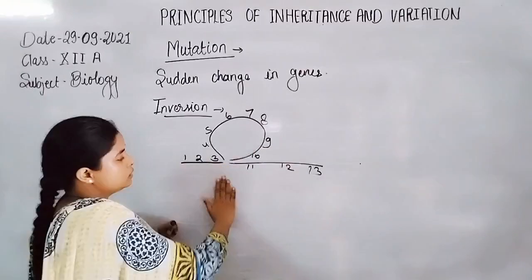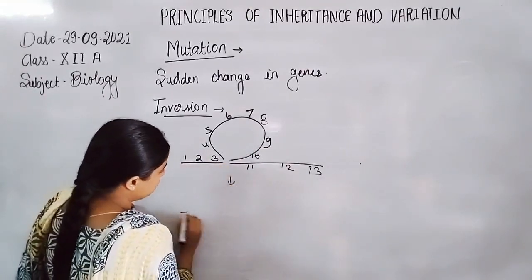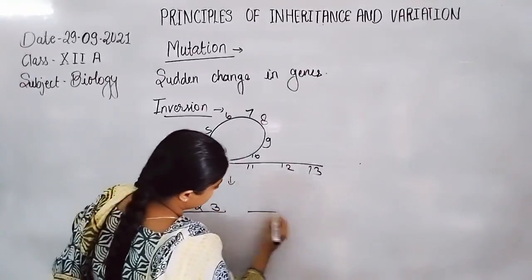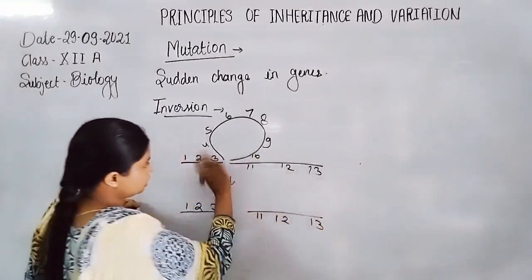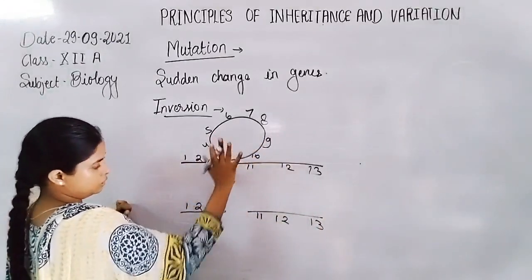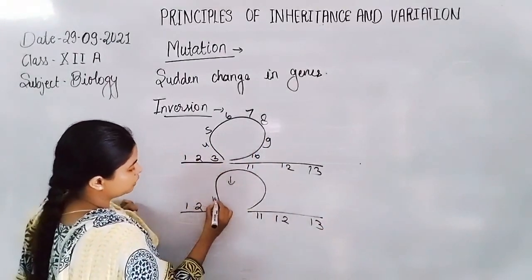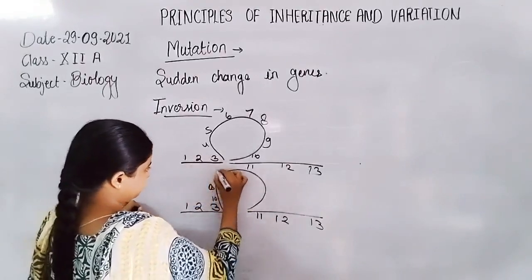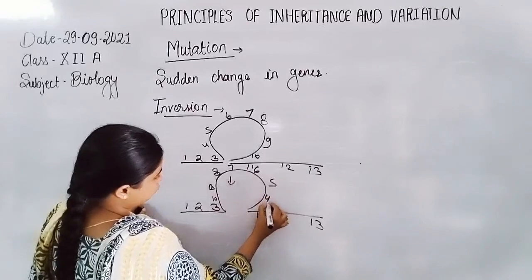So when this inversion takes place, here is the same sequence 1, 2, 3, and here again the sequence is not inverted, 12, 13. Now this sequence is inverted. Now when they fix it, here it becomes 10, 9, 7, 6, 5, 4.